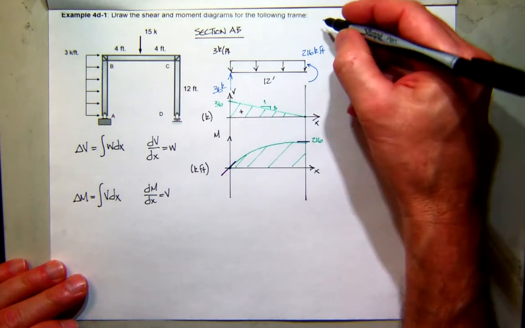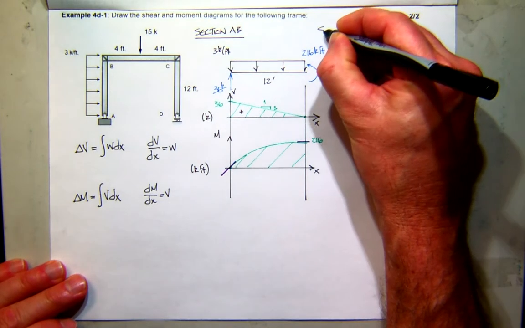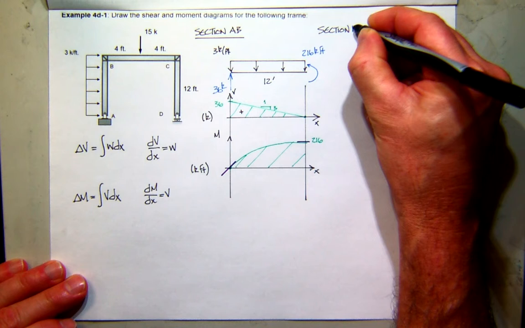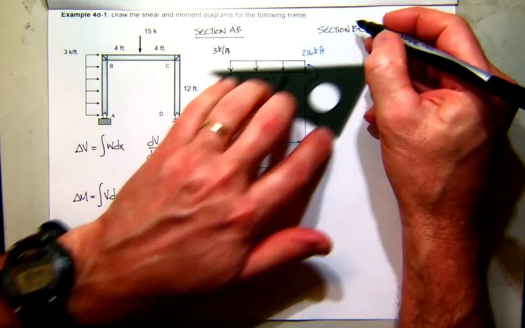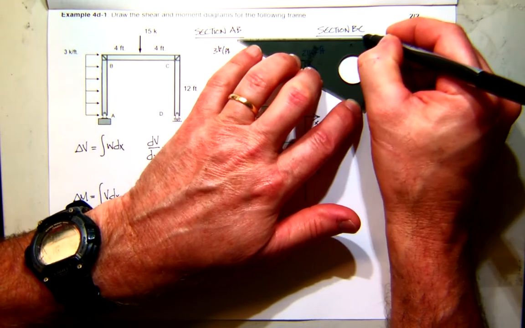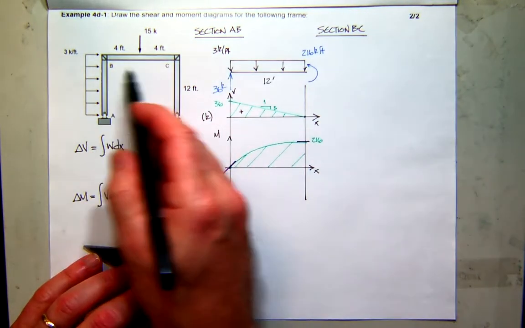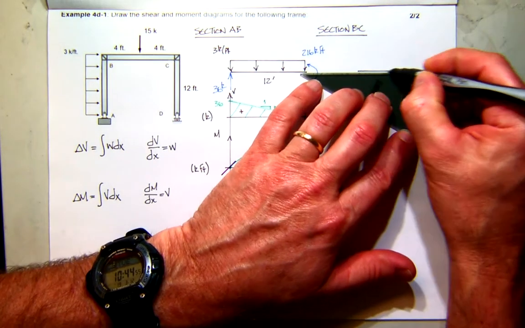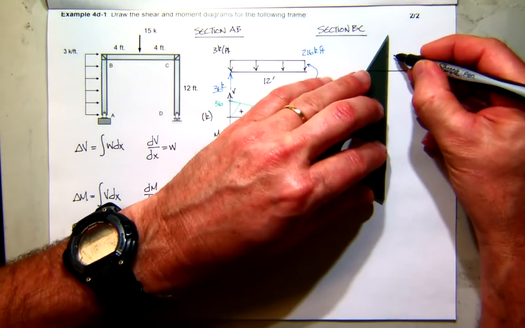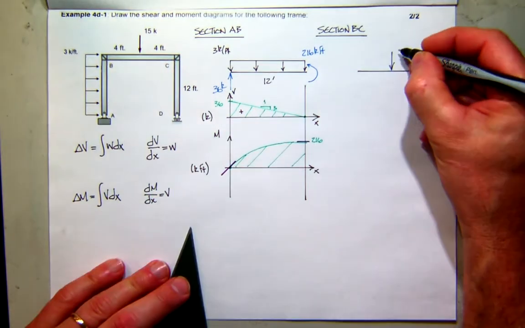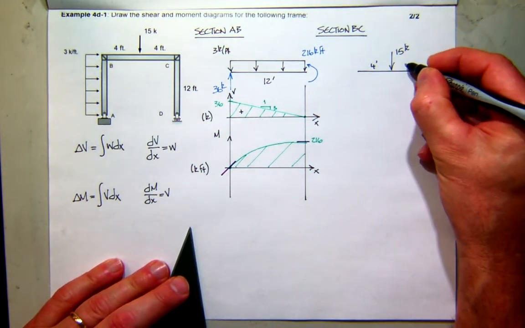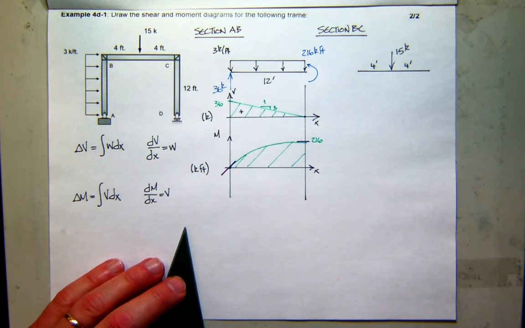So let's now, right next to it, do the section from B to C. Now this one isn't as abstract as A to B because I can literally see what B to C looks like, so I'll go ahead and draw that. And right now I know right in the middle I have a 15 kip load, 4 feet and 4 feet.